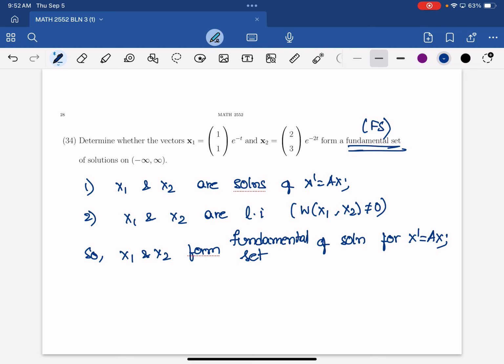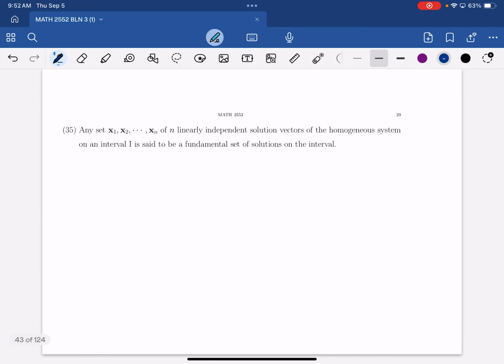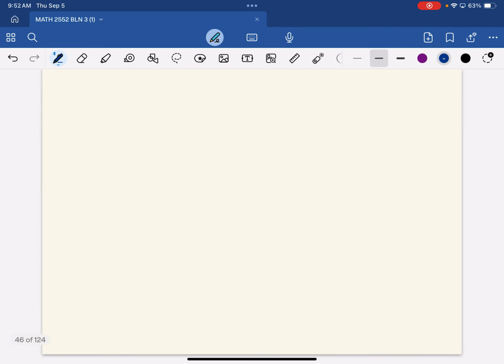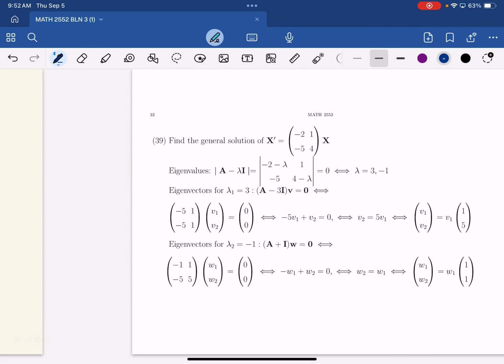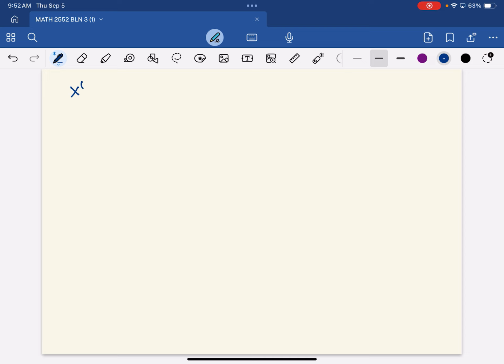Okay, all good? Let's look at a different problem. x prime is the matrix negative 2, 1, 5, negative 4 times x. Now, step 0, the first thing, is to find the critical point. To find the critical point, what do you do? You set x prime equals 0.